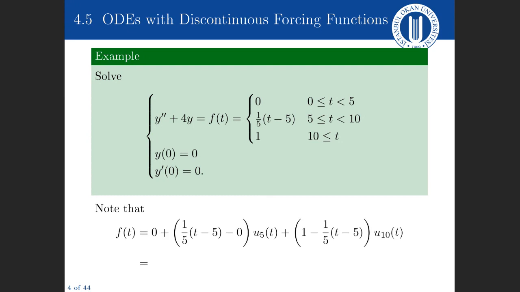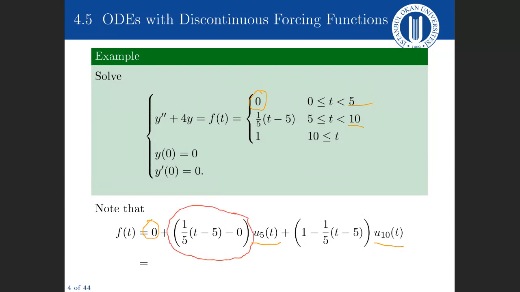Now, this function we can write in terms of the unit step function, as we talked about last time. We start at 0, so the first part of the function is 0. There is a change at 5, so it's going to be something times u5, and then there's another change at 10, so it's going to be something times u10. What are these somethings? These somethings are always the function on the right minus the function on the left.